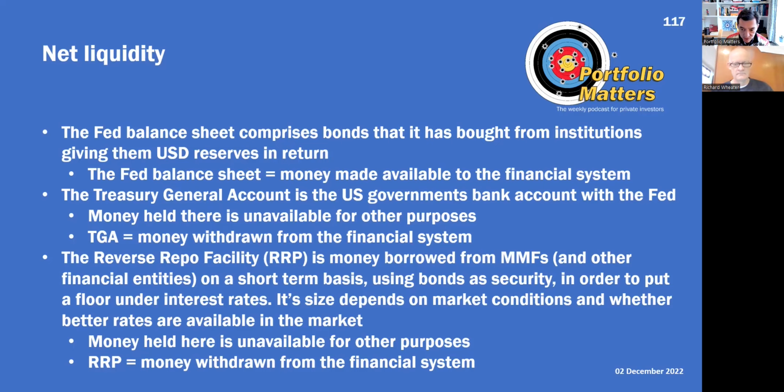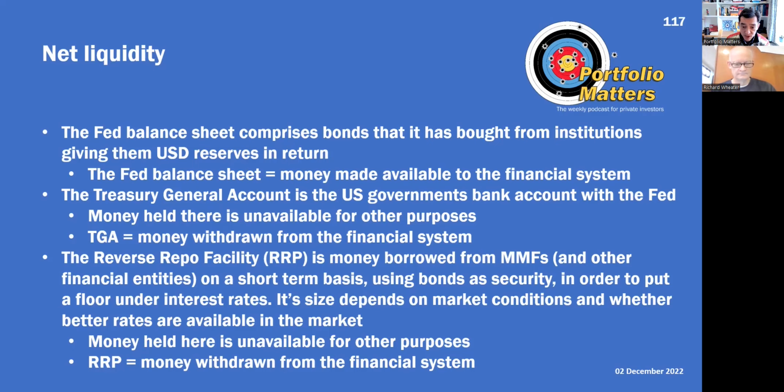The Treasury General Account is money held at the Fed that belongs to the US government and is the result of bond sales. So it is money that is currently unavailable to the economy because it is being held with the Fed for the government. So the TGA represents money withdrawn from the financial system.